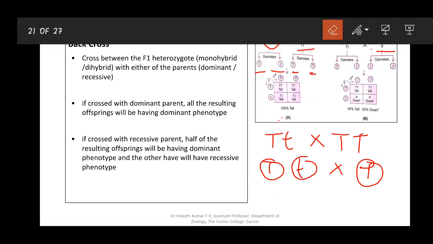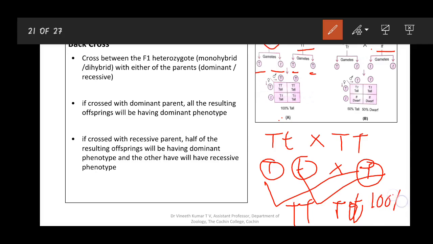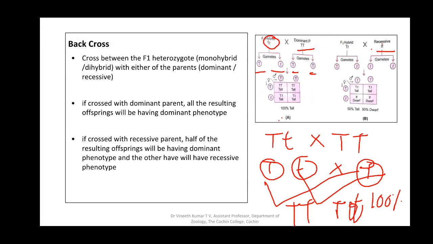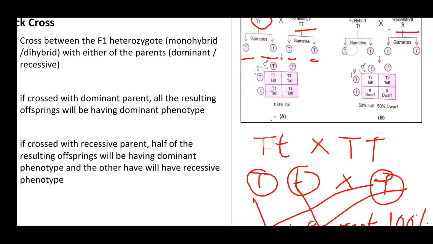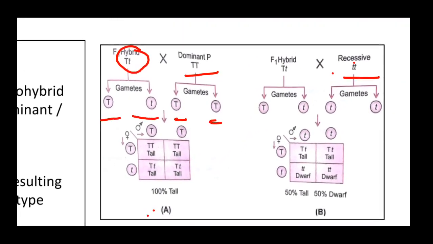Here you cross with this, and what you get is capital T capital T and capital T small t. So all are tall plants. One is homozygous dominant, the other is heterozygote. Anyway, you have 100% tall plants. If you are doing it with a Punnett square, as we discussed in the first class, this square is called a Punnett square.